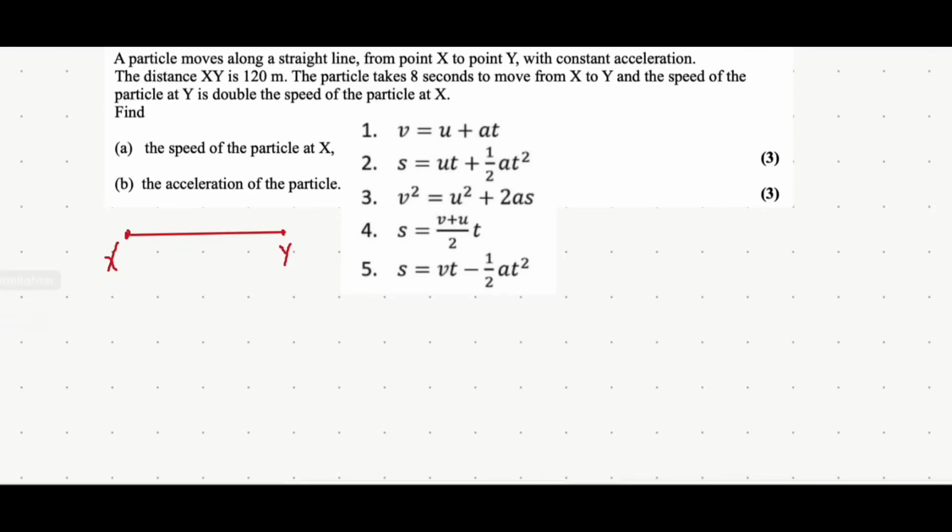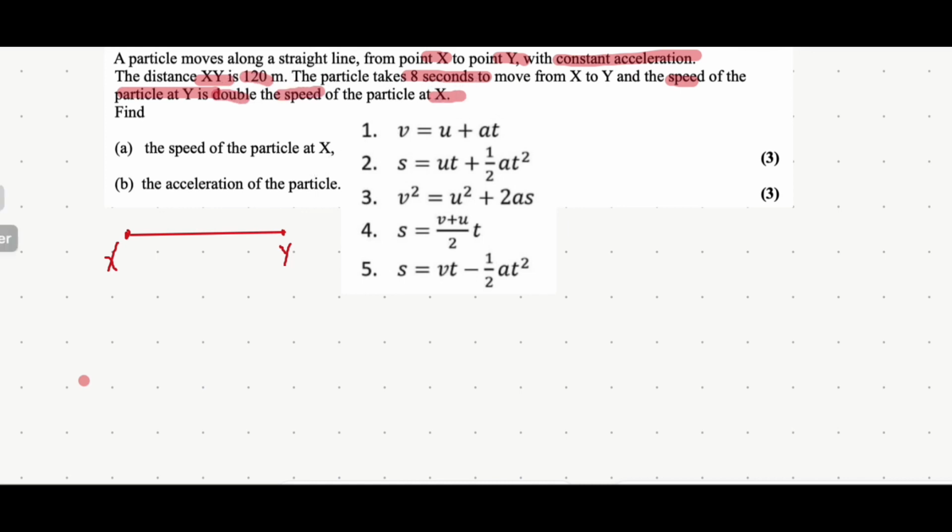In this question, we're going to have a look at using the Suvat equations in quite a unique way. It tells you a particle moves from point X to point Y, which I've labeled here, with constant acceleration. The distance from X to Y is 120 meters, and it takes 8 seconds to move from X to Y. It also tells you this difficult part, that the speed at Y is double the speed at X.